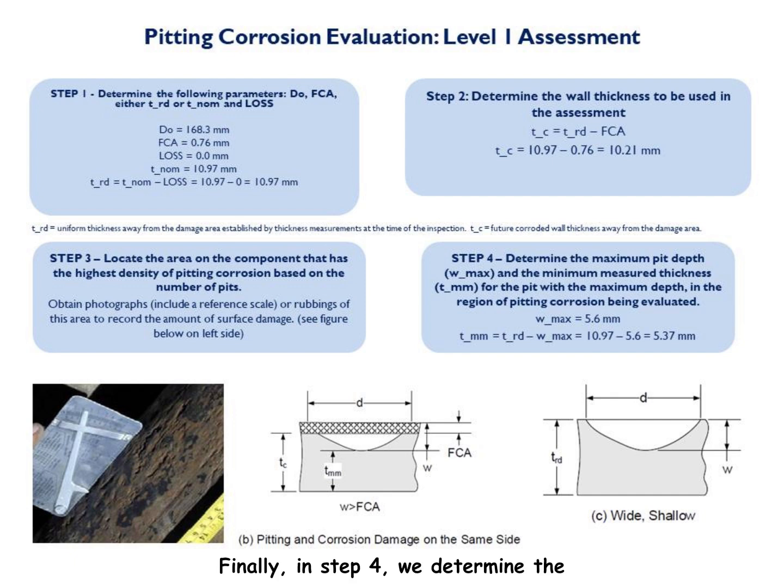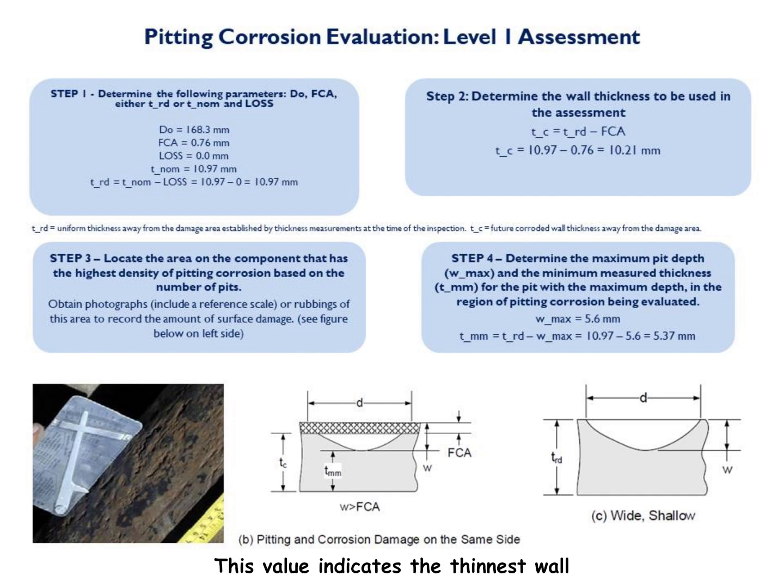Finally, in Step 4, we determine the maximum pit depth, which we denote as Wmax. Here, it's 5.6 millimeters. To find the remaining thickness at the deepest pit, we subtract Wmax from TARD. So 10.97 minus 5.6 gives us 5.37 millimeters.